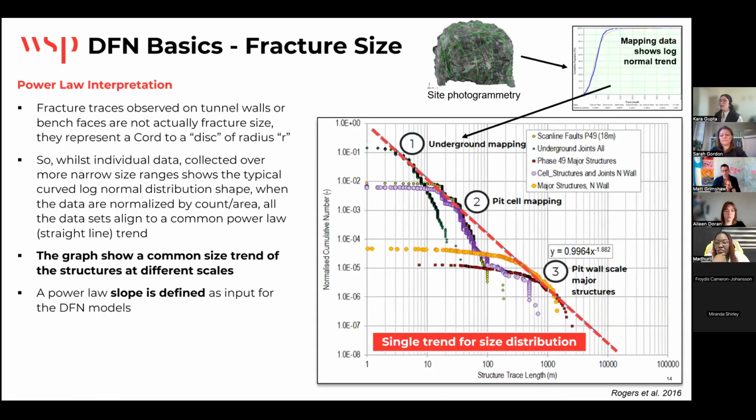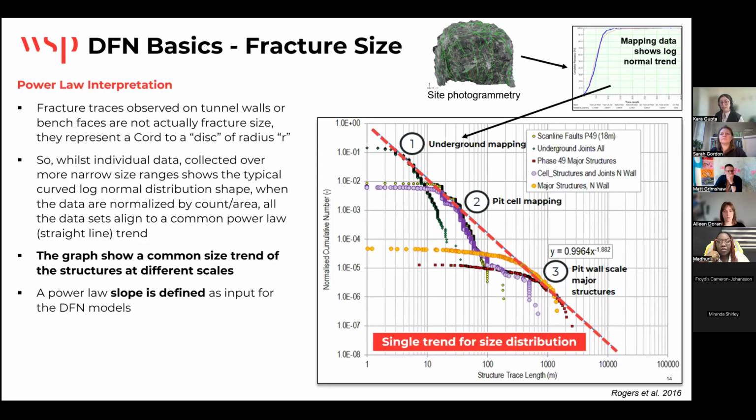We don't actually measure fracture size. We measure the trace length of fractures, and this is just as a result of how we collect the data. So, for example, in underground mapping, we're constrained to the drift wall, and therefore the trace lengths of structures tend to be less than 10 meters, for example, but highly abundant, as you can see in that picture at the top of the site photogrammetry. And if you plot those, they tend to follow a normal log trend.